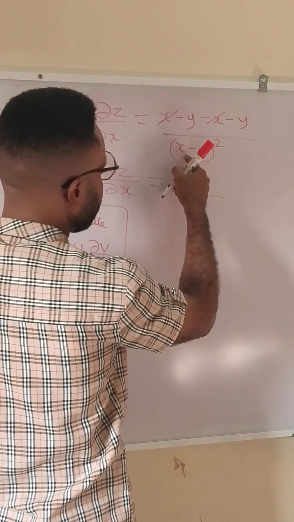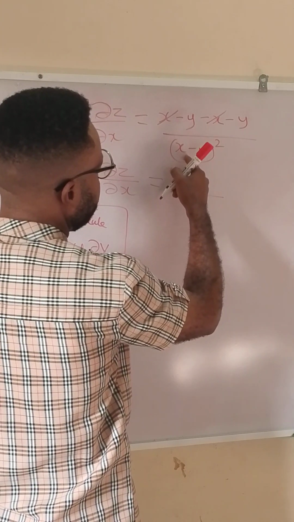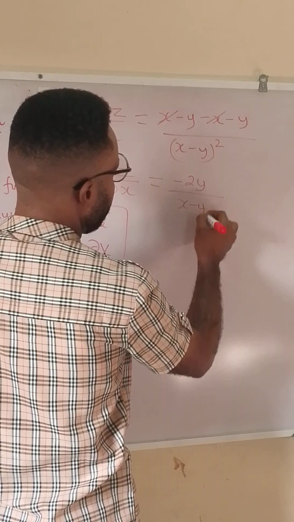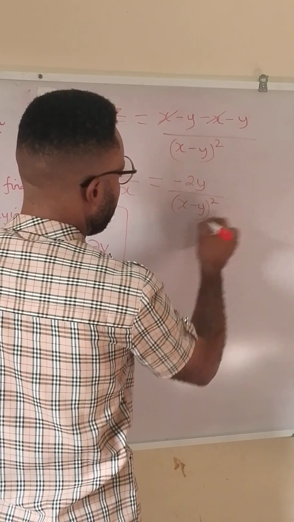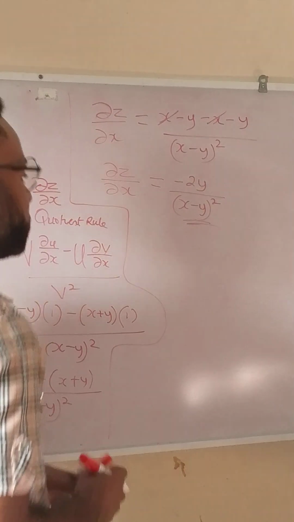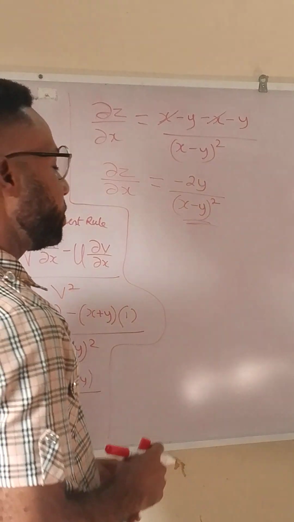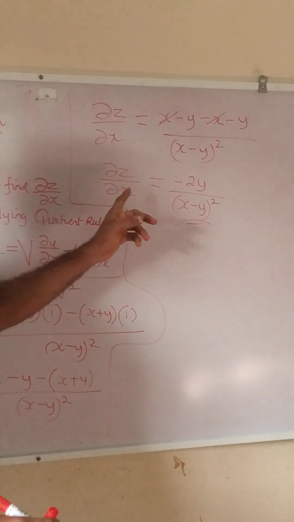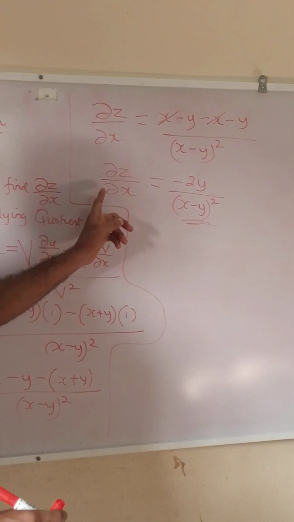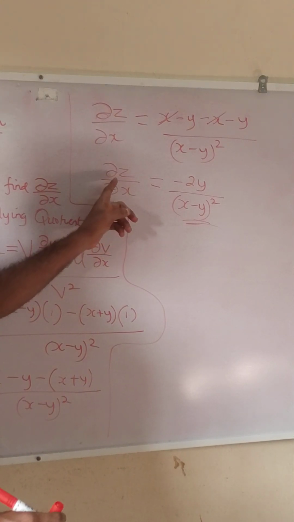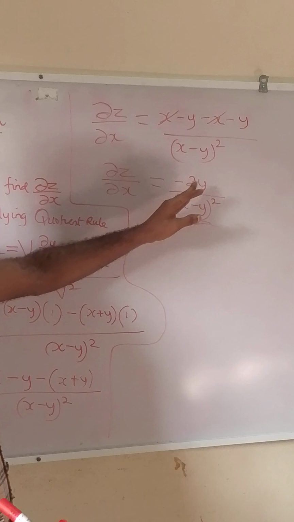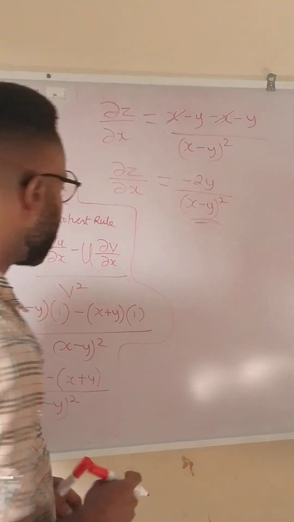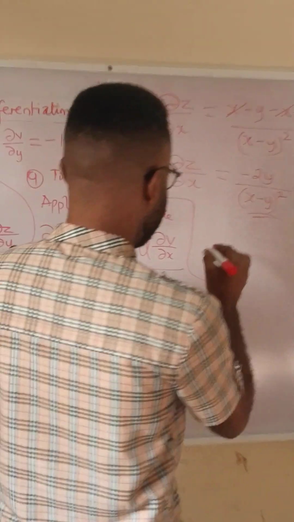all over x minus y all squared. You can decide to keep the answer this way. It's not necessary to open the bracket at this point. So we've been able to determine the partial derivative of z with respect to x to be minus 2y over x minus y squared. So the second one is b.